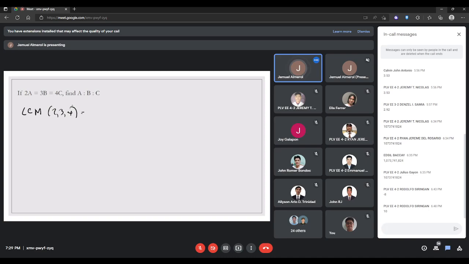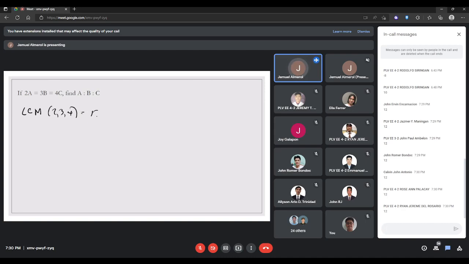Least common multiple. 2, 3, and 4. That's fundamental mathematics, guys. I'm sure you can answer it correctly. Okay, so 12. Correct. So, after identifying that our LCD is 12, what should we do?